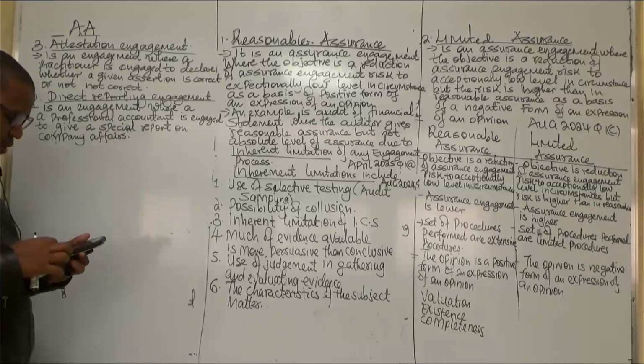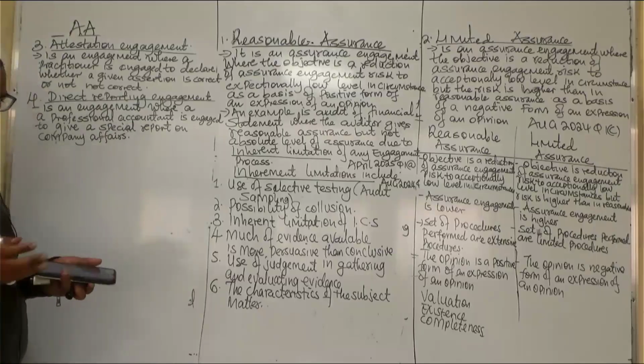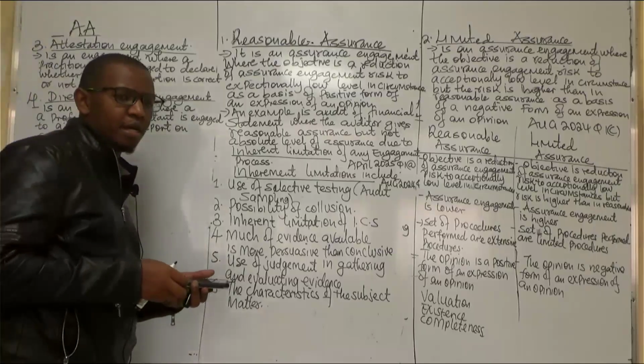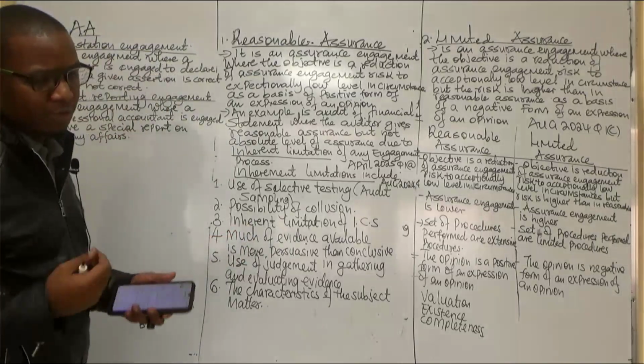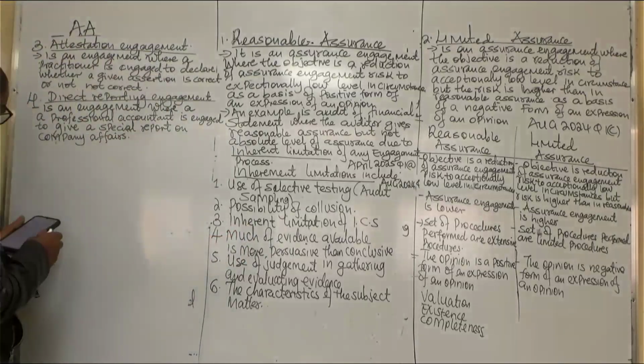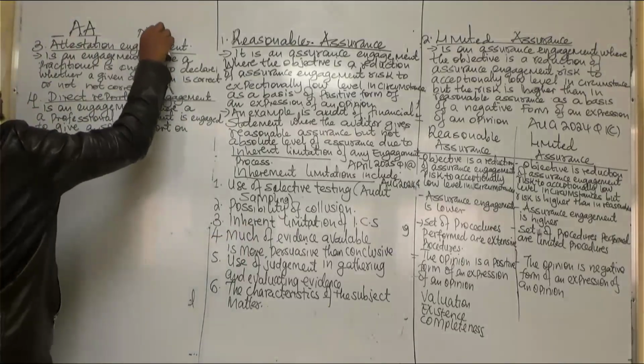It's just one of the questions they ask you to define, in the sitting of November 2015, question number 4B. In 4B5, you are to explain the term direct reporting and also the attestation engagement.